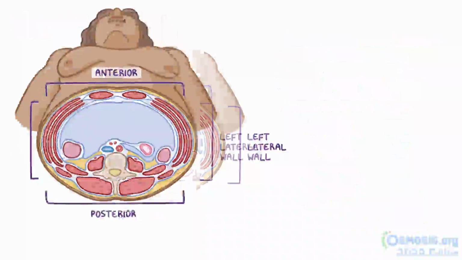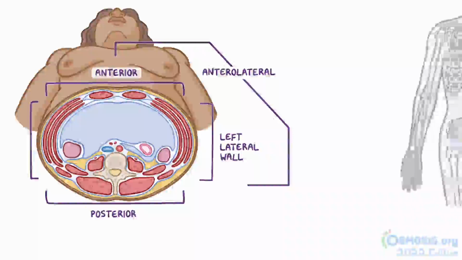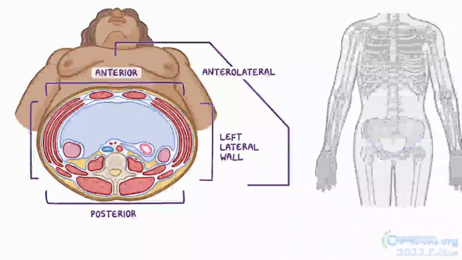Now, the anterior and lateral abdominal walls are collectively known as the anterolateral abdominal wall, mainly because the boundary between the two is not distinct. So the anterolateral abdominal wall extends from the thoracic cage down to the pelvis.